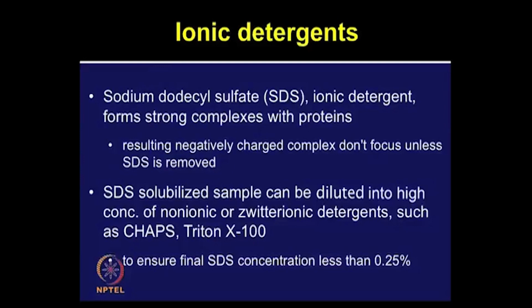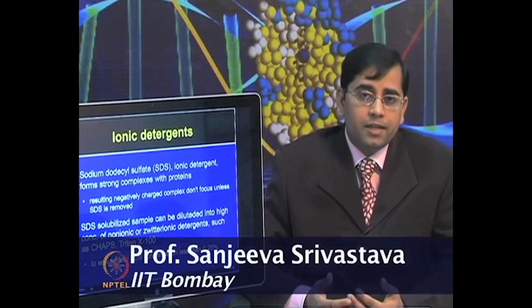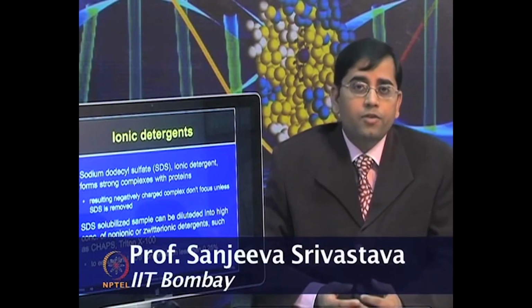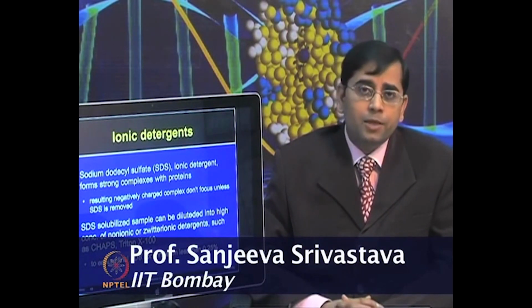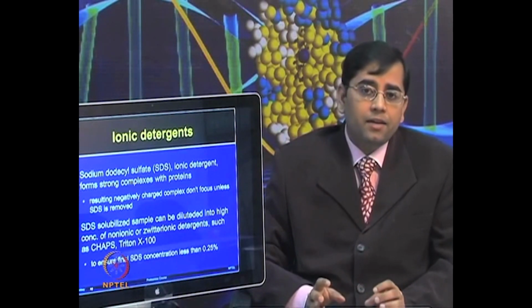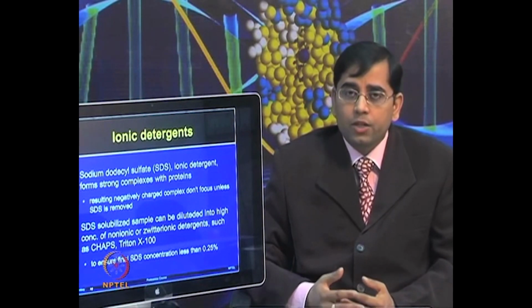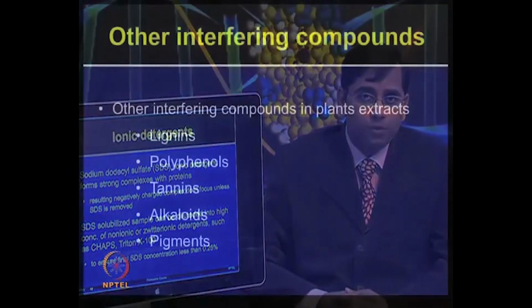An SDS solubilized sample can be diluted by using a high concentration of non-ionic or zwitterionic detergents, which are CHAPS, Triton X-100, and we have talked about all different types of detergents in the last lecture. So, you can try different types of non-ionic or zwitterionic detergent. This step will ensure that the final SDS concentration is less than 0.25%. Otherwise, your isoelectric focusing will be hampered by this excess of SDS molecules.